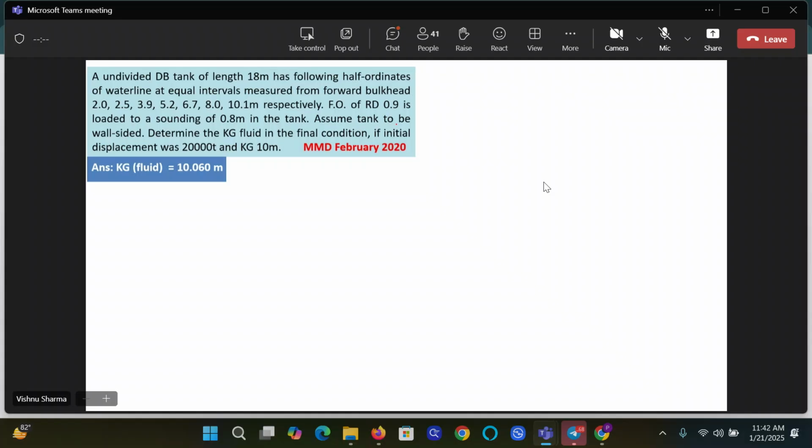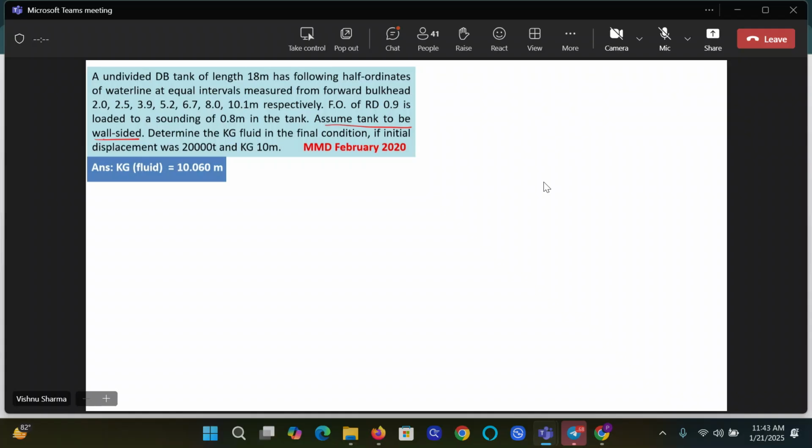Assume the tank to be wall-sided. What is the significance of this word? The significance of this word is that the surface in the tank at any sounding, right from the bottom of the tank to the tank top, is the same symmetrical surface. That means the sides of the tank will be vertical. It does not mean that the area is rectangular. No, I'm saying the sides are vertical.